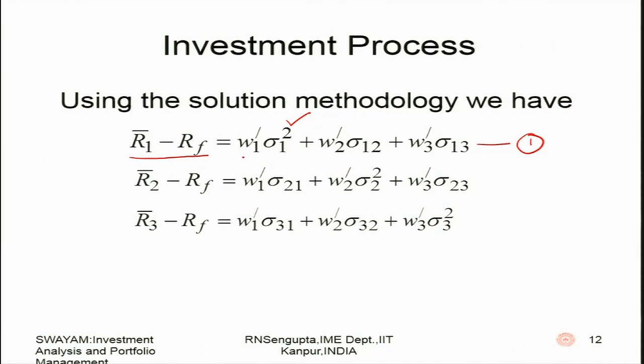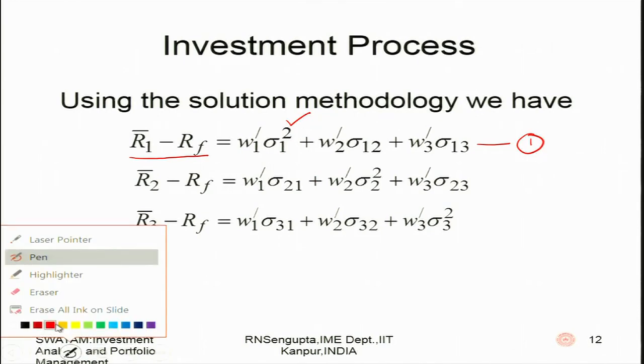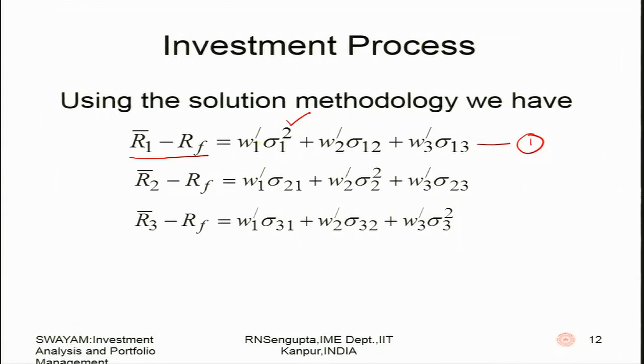The unknowns for this equation, which I will mark in yellow, are W1', W2', W3'. The first equation is done. Then I go to the second row, W1', now it is sigma 21, because it is basically the first element on the second row, which is the covariance between the first and the second, or the second and the first, whichever you denote. Plus W2' sigma 2 square plus W3' into sigma 23. So, this is the second equation.